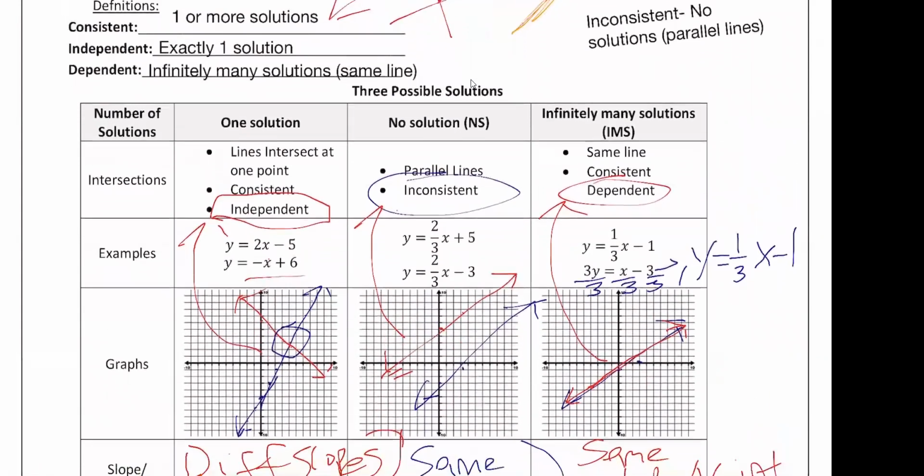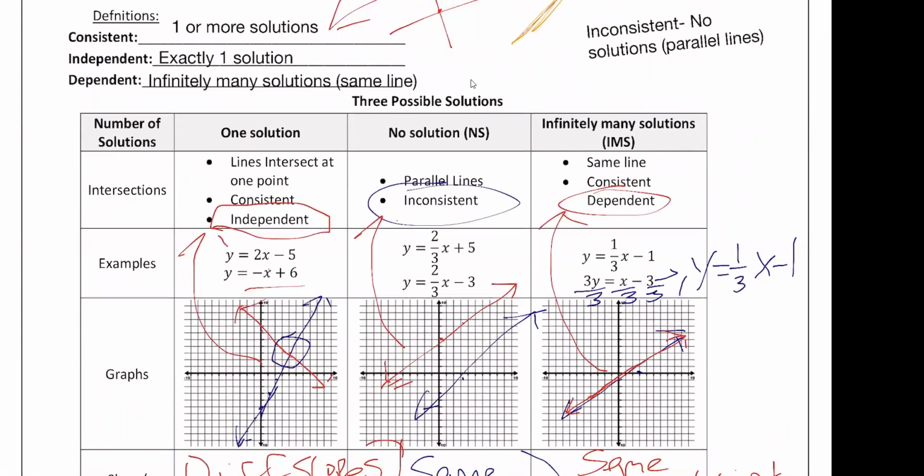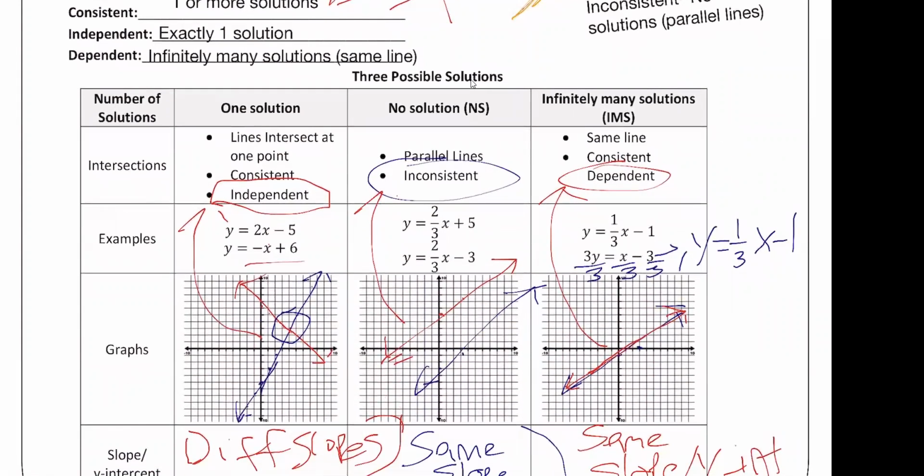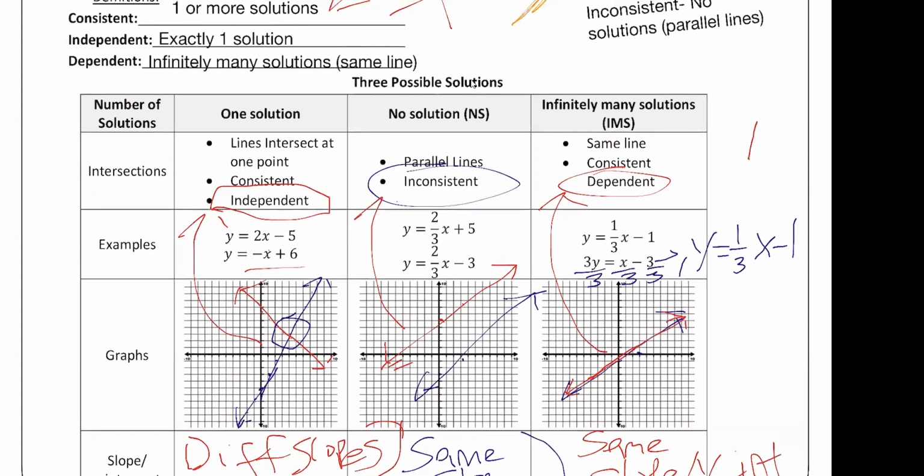Technically, remember, consistent just means it has one or more solutions. The first 3 examples are consistent, but since the parallel one doesn't have any solutions, it's inconsistent, is what we call it. So usually consistent's not really a label we use to be specific because it can mean more than one case, but independent, inconsistent, and dependent are unique to these 3 examples based on those definitions up here.